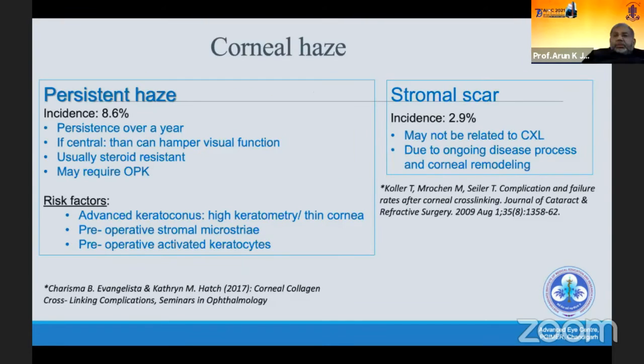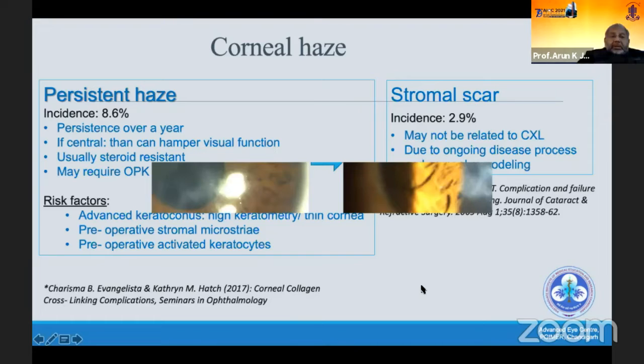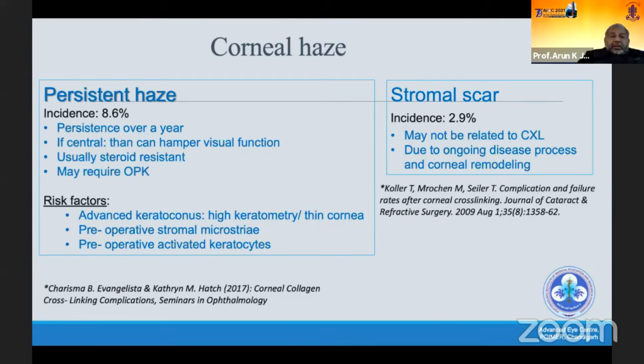But the persistent haze, which happens late, affects the visual acuity more as compared to the initial transient haze, and the incidence is around 8.6%, and it hampers the vision to a large extent. And if it doesn't disappear, in very severe cases, we may require a corneal transplant.